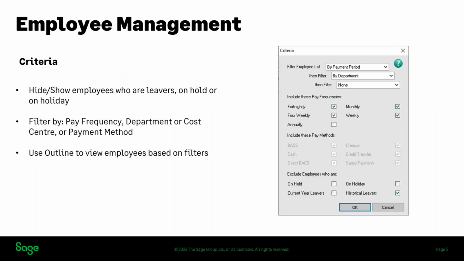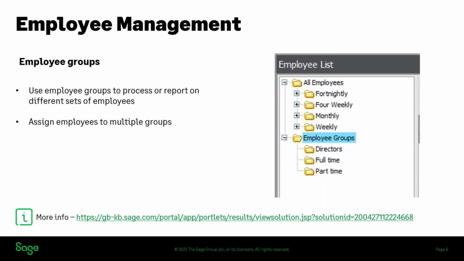So that's just a little bit on criteria, but sticking with the employee management theme, I also want to briefly mention employee groups. So we've already seen departments and cost centers, which can be set up within your company settings and assigned to a specific employee. But employee groups work slightly differently. Now, they can be used to process or report on different sets of employees. But one of the key differences here is it is possible to assign employees to multiple groups, which of course is not possible when it comes to departments and cost centers.